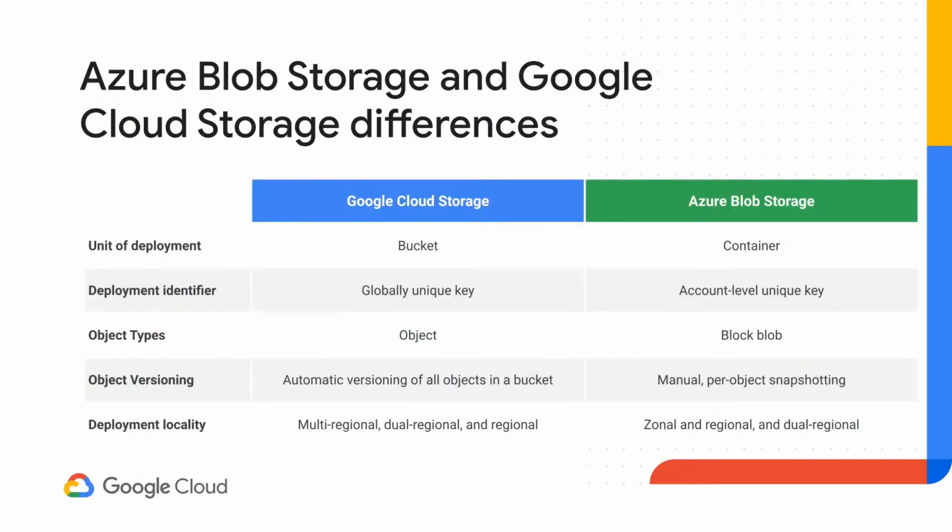So we've just seen what Google Cloud can offer for cloud storage. In comparison with Azure, the units of deployment are buckets in Google Cloud and containers in Azure. Cloud storage creates a globally unique key for identification, whereas Azure's identification is at the account level.